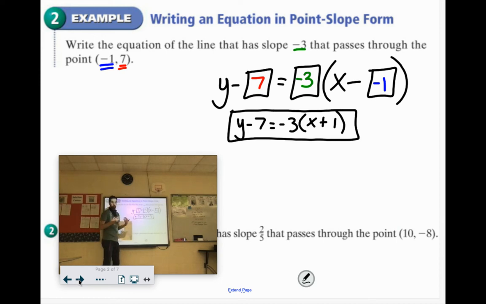Now eventually we're going to have problems that'll say, here it is in point-slope form, get it into slope-intercept form. So you would distribute that slope and then get rid of the minus 7. And then it might even say get it into standard form. So you get rid of any fractions and decimals and get the x on the same side with the y. You're going to love it. I can't wait.